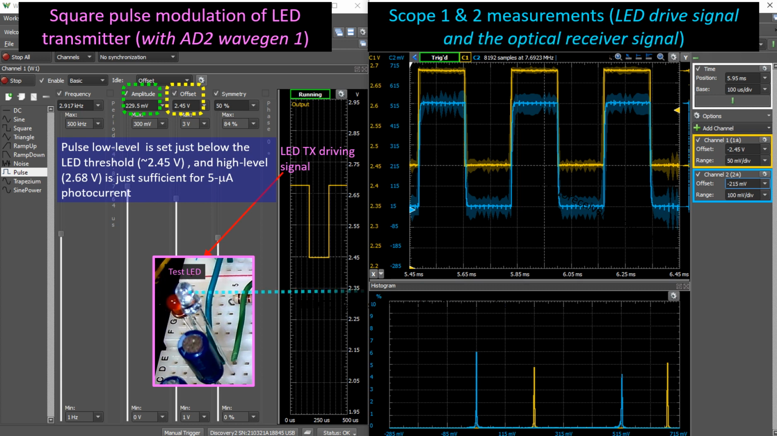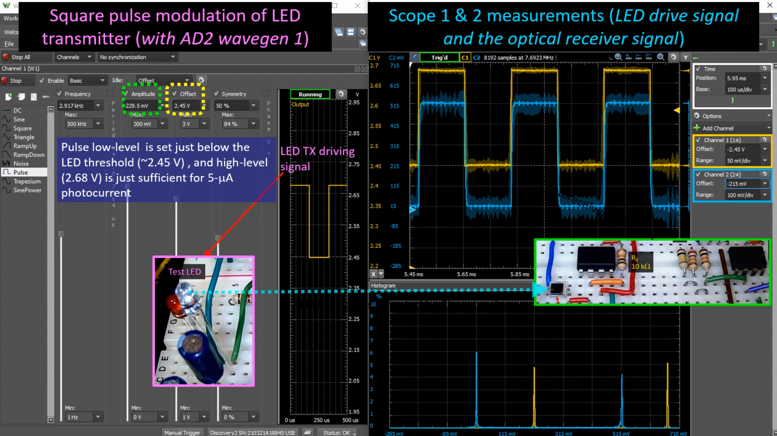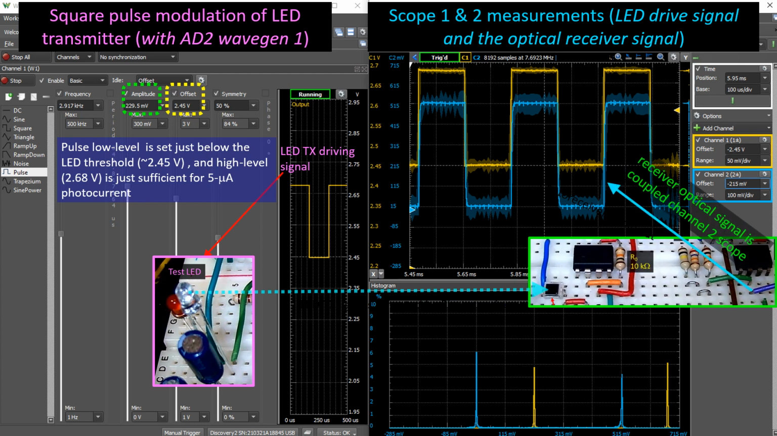The LED modulated light was coupled to the optical receiver, whose output was coupled to scope 2, shown as the blue trace. The LED driving signal is shown as the yellow trace. Since the LED square pulse was set on the linear light current curve, its voltage is pretty much linearly proportional to the LED output optical power. Hence, the optical receiver signal has the same square pulse form as the LED driving signal.